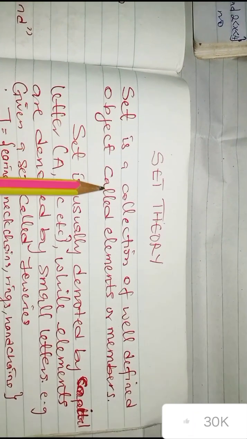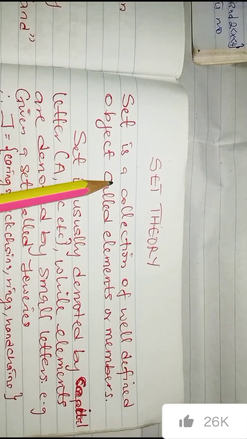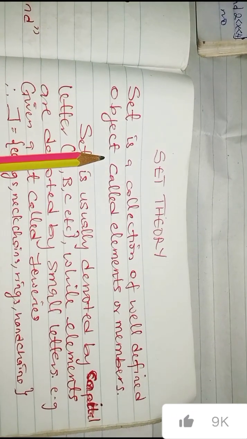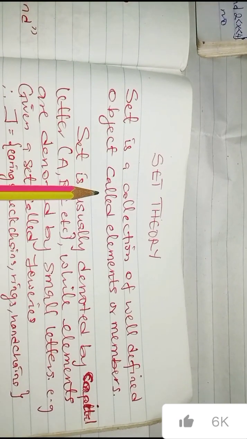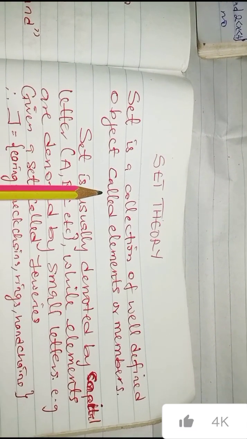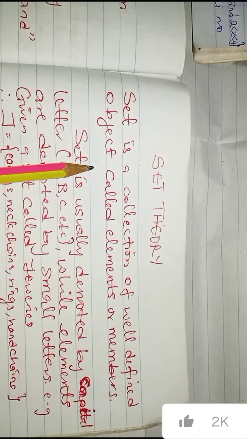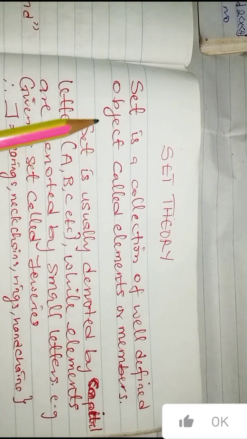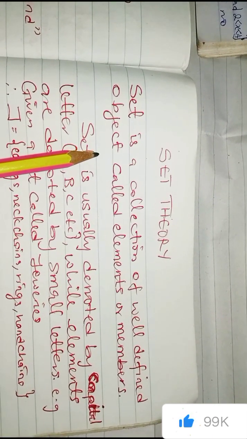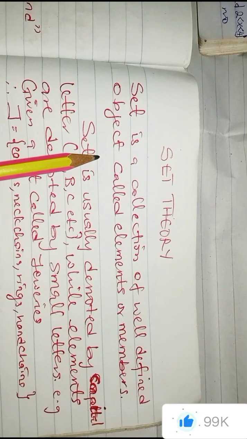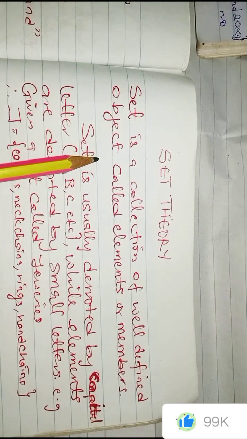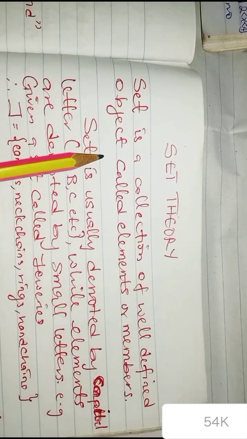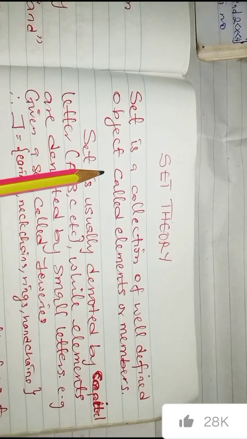Now let's get started. We're going to be looking at set theory. The subject of set theory is a major topic in mathematics. The name of the mathematician who is said to be the originator of set theory is George Cantor, C-A-N-T-O-R, from 1845 to 1918.